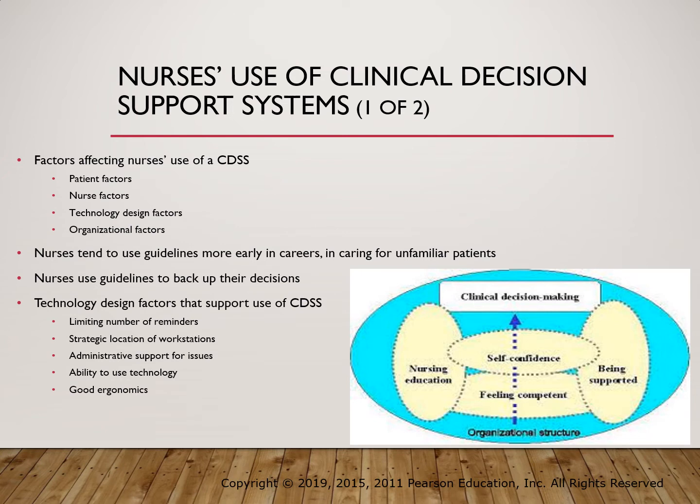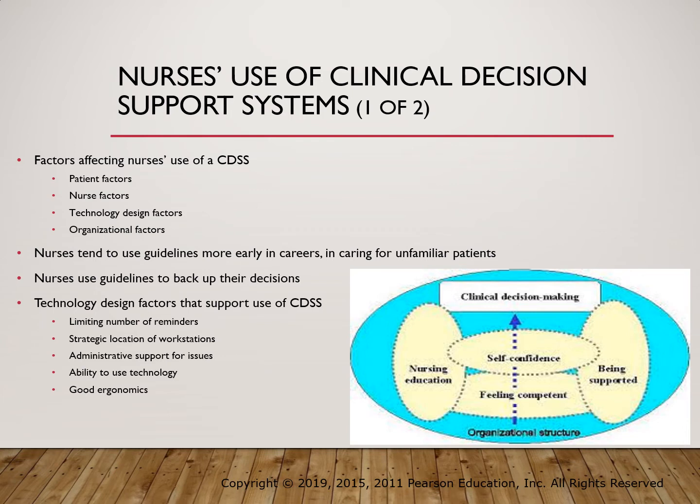So what is the nurse's use of clinical decision support systems? They found 4 factors that nurses use these. They tend to use the guidelines more often early in their careers or when caring for unfamiliar patients. They use the guidelines to back up their decisions. They use the technology that supports the number of reminders and to help them say, yes, this is something I need to look at right now.